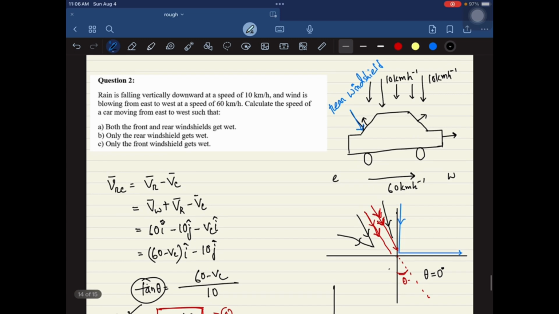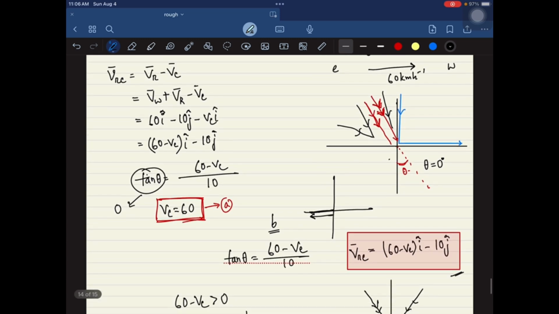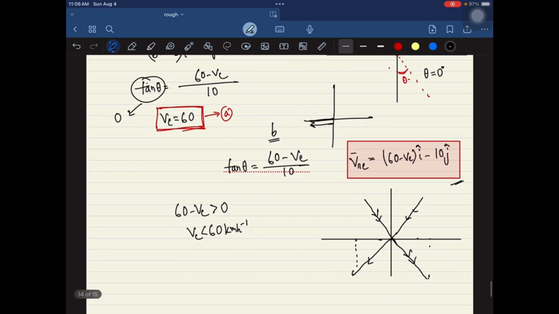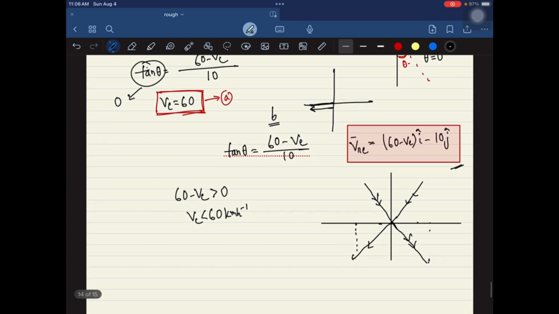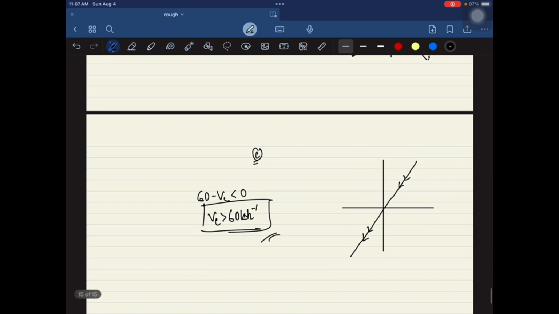So if both the front and rear windshields get wet, VC should be 60. If only the front windshield gets wet, VC should be greater than 60, and if only the rear windshield gets wet, VC should be less than 60 km per hour. I hope you understand this topic. Thank you.